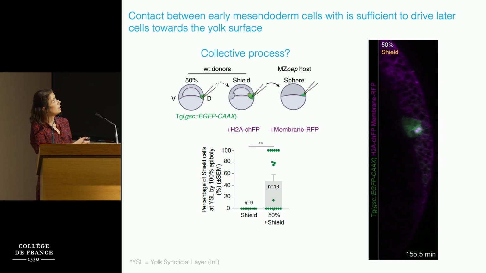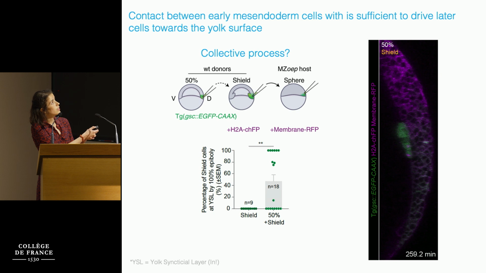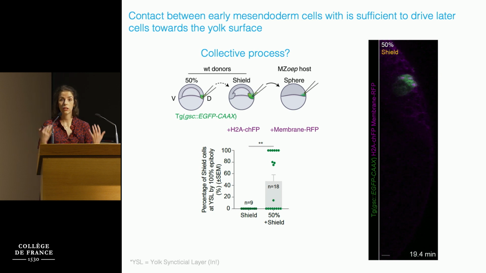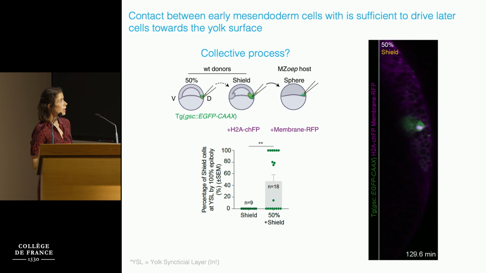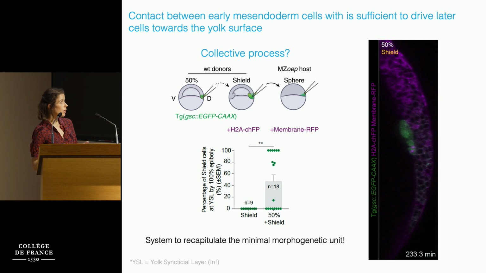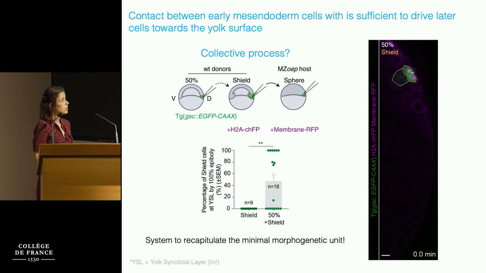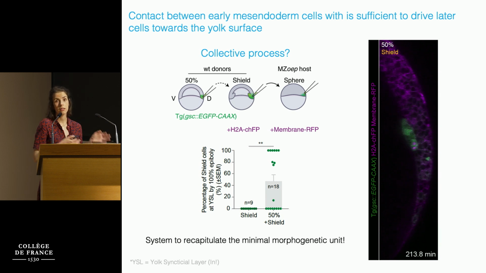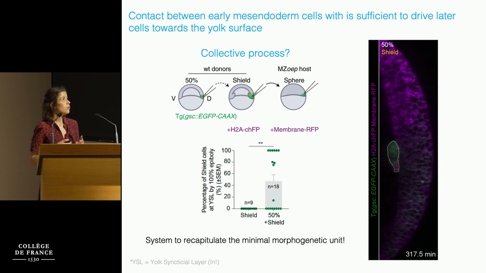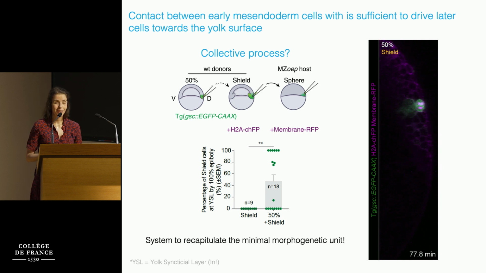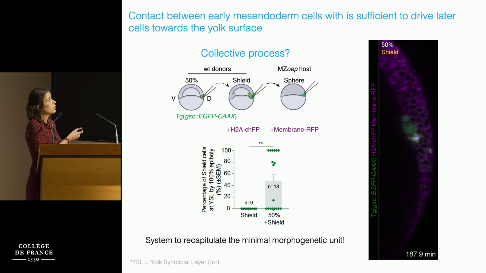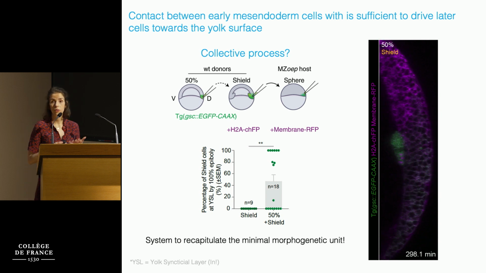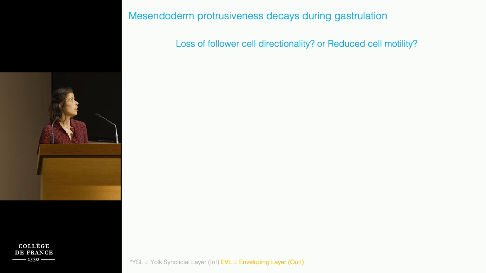So this was interesting. It was consistent with the idea that contact between the early cells is sufficient to drive the internalization of the later mesoderm. And it also told us that we have been now able to recapitulate what is actually the minimal morphogenetic unit of this tissue, which is the leader cells along with its followers. Of course, it also raised another question of what makes the difference between early and late cells. How come only early cells can internalize? And so I've told you about their ability to migrate.